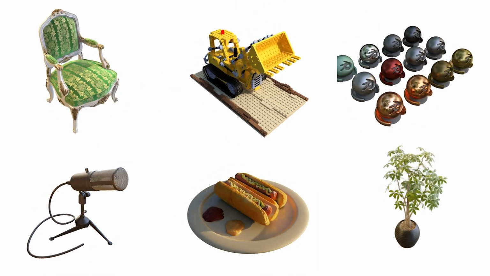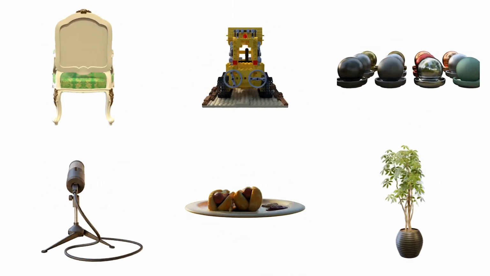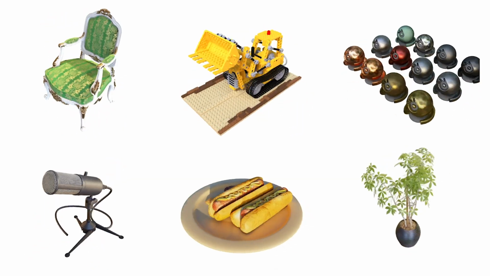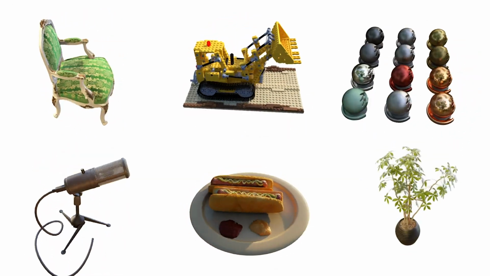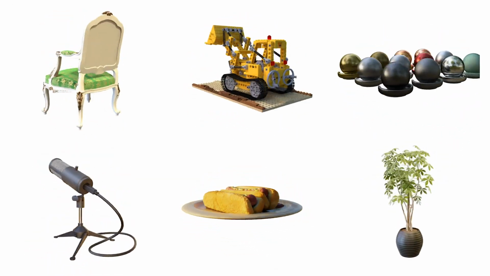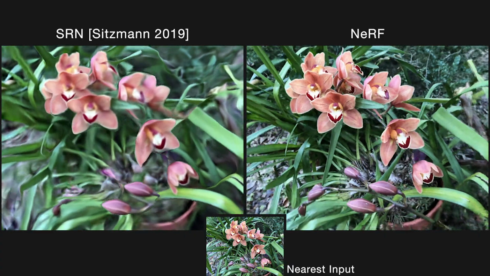Here we show the results of our method on the 6 other objects in our realistically rendered dataset with complex geometry and non-Lambertian materials. Next, we will show comparisons on real scenes, captured with a forward-facing phone camera.